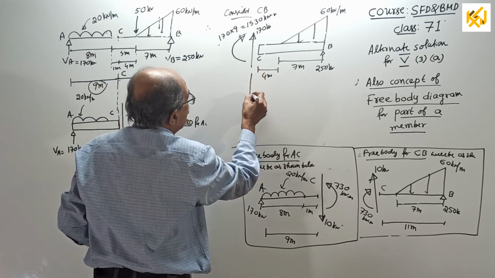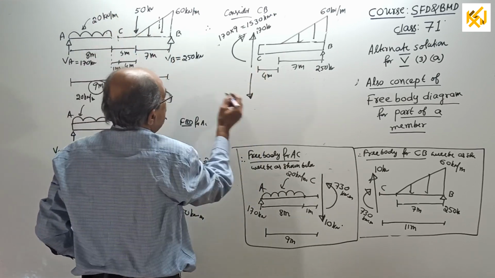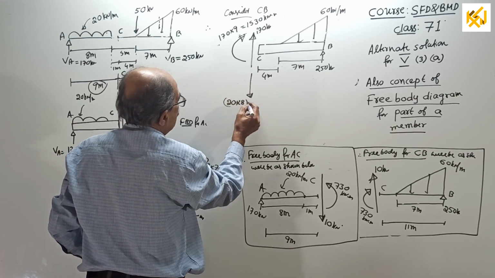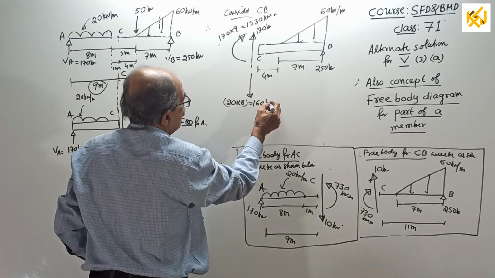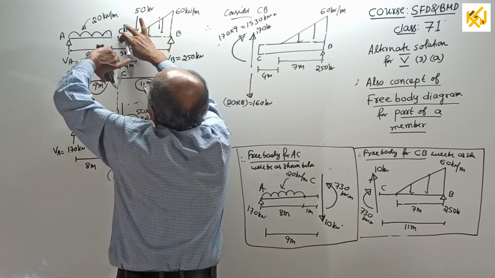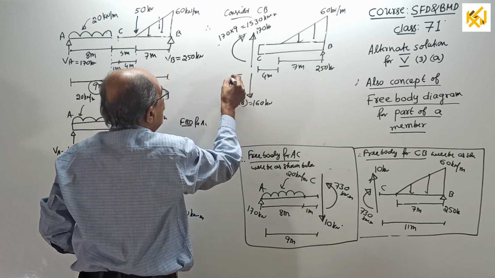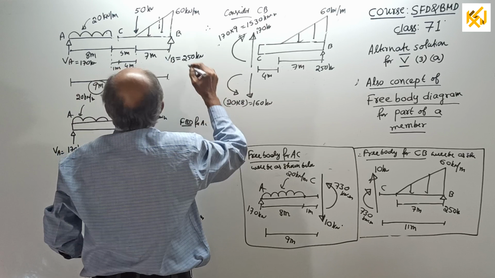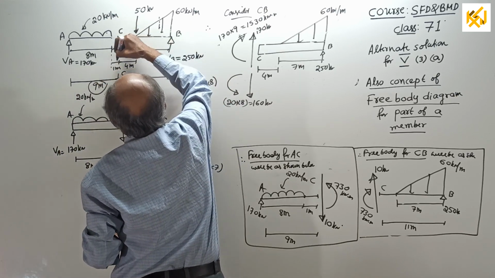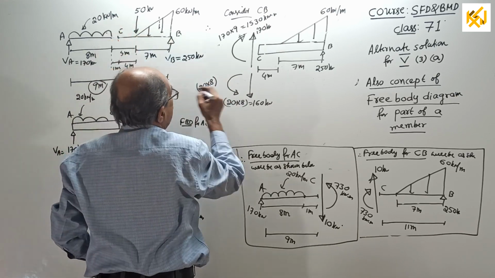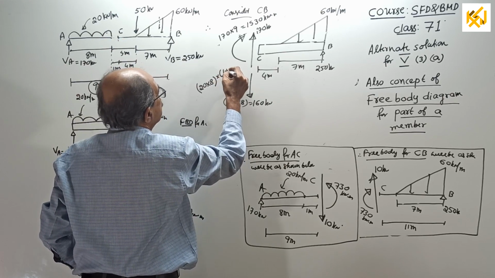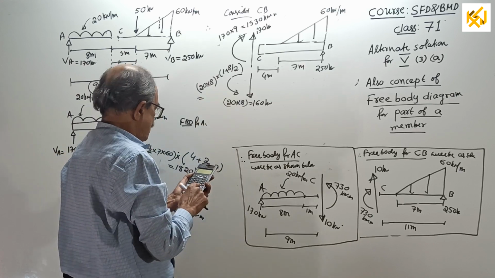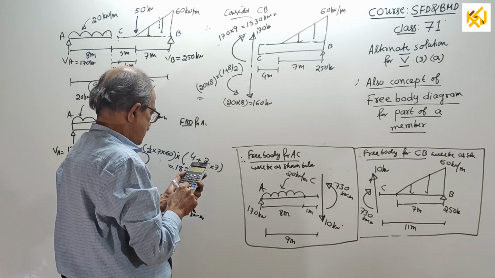Okay. Then also there is UDL here acting down. A downward load will come. How much? 20 into 8 is the downward load. I'll write here, 20 into 8 is the downward load equal to 160 kilonewton. And about this point, it will create an anti-clockwise moment of 20 into 8, the total load, into the moment arm about this point, 1 plus half of 8, that is 1 plus 8 by 2. That couple will be equal to 20 into 8 into 5.